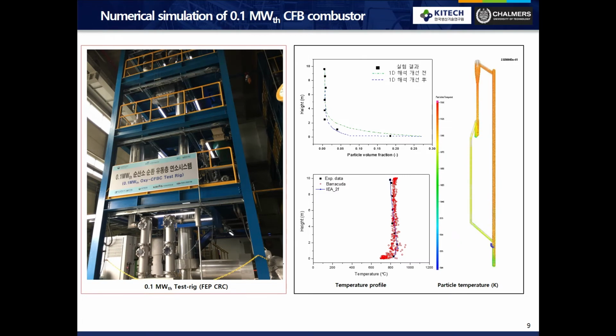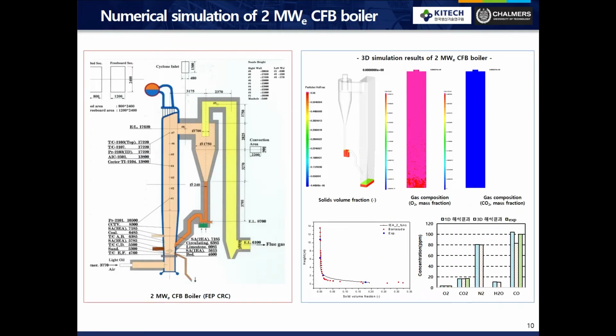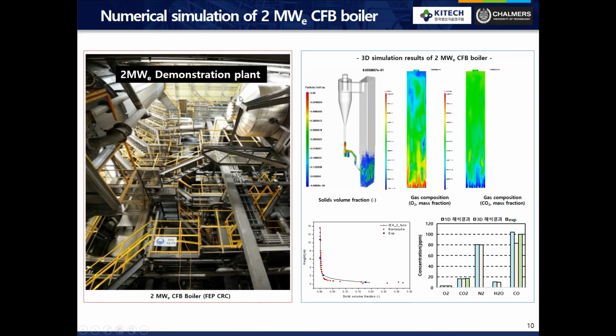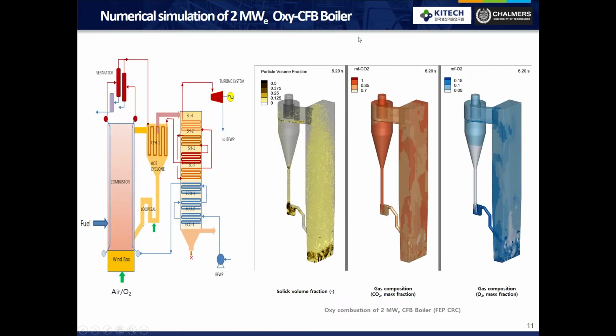There's some difference here, you can see. And here you can see some simulation results for a demonstration plant. Its height is 14 meters, and its capacity is 2 megawatt electric. So this is the air combustion case. Next one is the oxy combustion case. We have to tweak the reaction models for the oxy combustion case. You can see the particle volume fractions, CO2 and O2 inside the boiler.